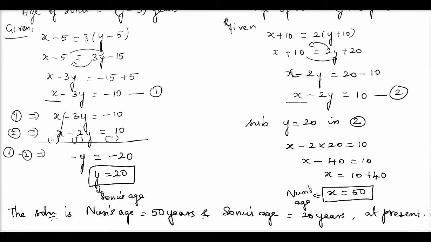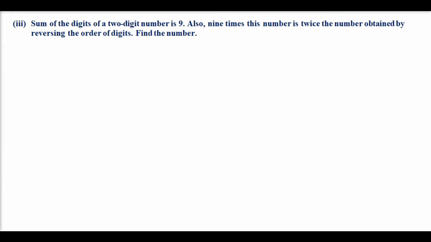Now we'll move on to the third problem. Here we have got the sum of the digits of a two-digit number is 9. Also 9 times this number is twice the number obtained by reversing the order of the digits. Find the number. So now the problem is about a two-digit number. So in a two-digit number, the place values we have are the ones and tens, isn't it? So ones place and tens place.